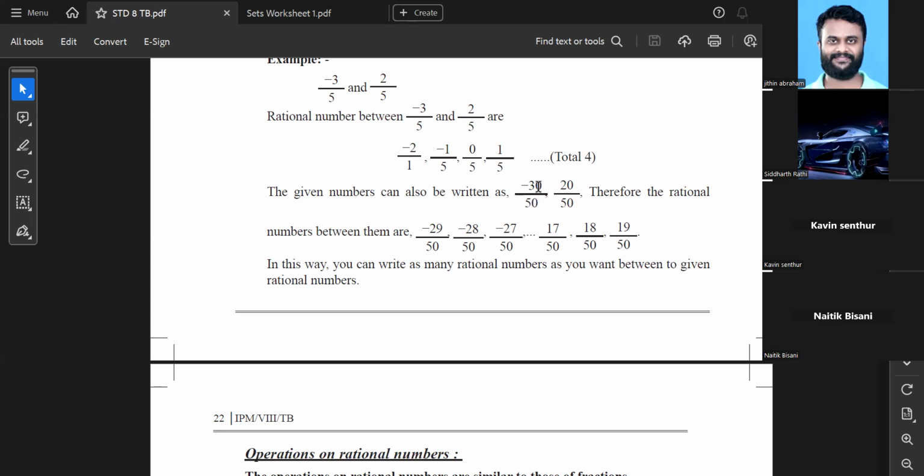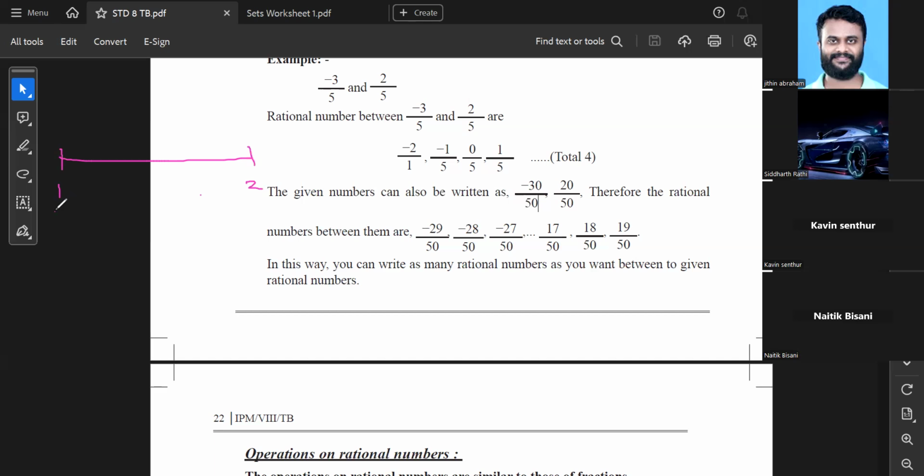Sir, can you repeat what you just said one more time? I was not able to understand it. Okay, I'll explain in a very simple manner. For example, this is 1 and this is 2. Okay, 1 is a rational number, 2 is a rational number.